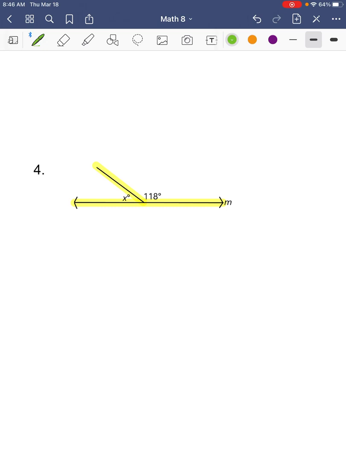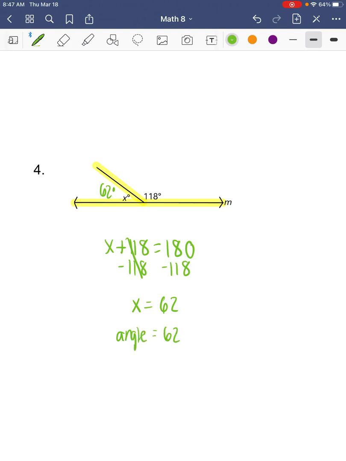So we're going to do the same thing that we did for the last 3 problems, except we're going to add x plus 118 and set it equal to 180. Since this is supplementary, it's a straight line. All we have to do is subtract 118 from both sides, and we get x equals 62. Now in this case, since our x was our missing angle, our x and our angle are going to be the same. So our missing angle is also 62 degrees.